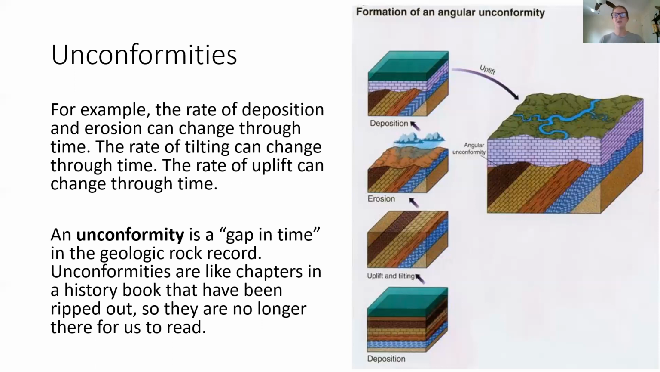Right? Or maybe the author just got tired and stopped writing for a little while, right? Maybe for some reason there just wasn't any sediment or rocks deposited for a little while in Earth's history, right? So again, there's that missing time period in Earth's history book. That is an unconformity. So an unconformity is a gap in time.